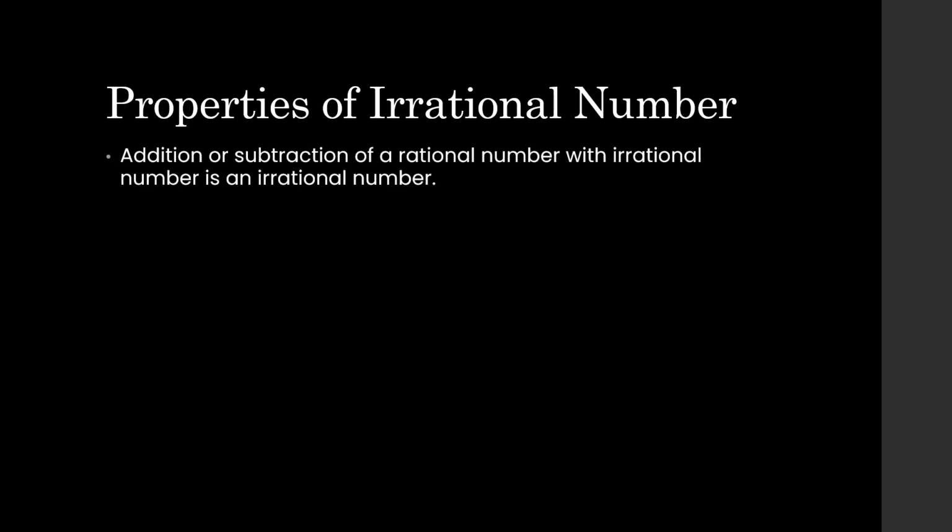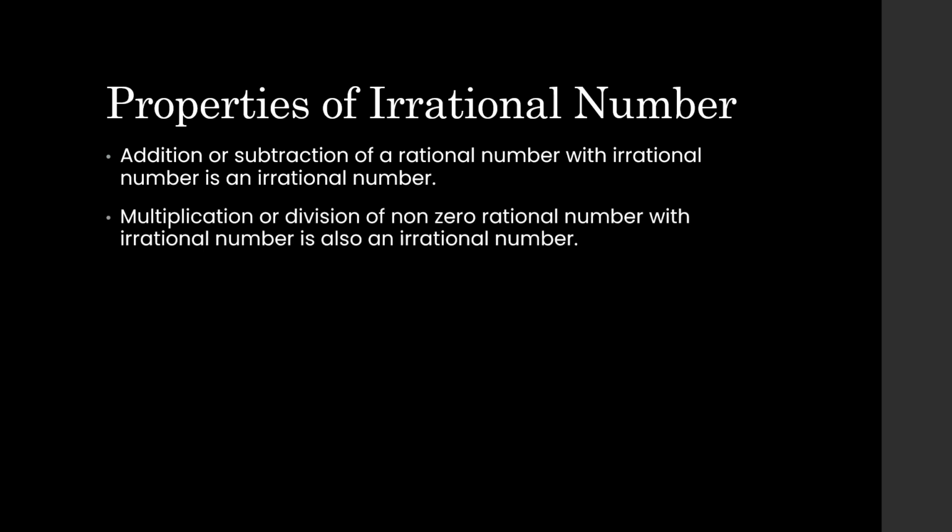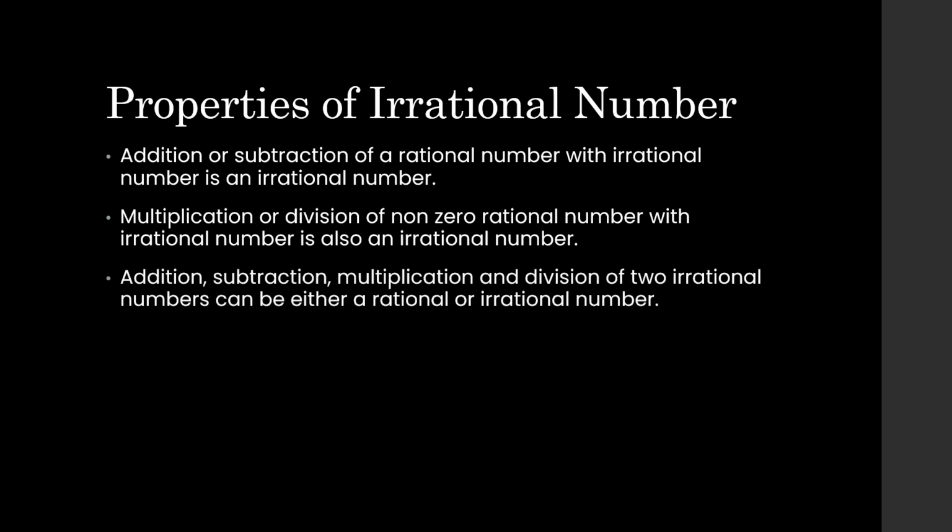The first property states that when we add or subtract a rational number and an irrational number, the result is always an irrational number. The second property states that when we multiply or divide a rational number with an irrational number, the result is always an irrational number. And the third property states that when we add, subtract, multiply or divide two irrational numbers, the result can be either rational or irrational. Let us see some examples.